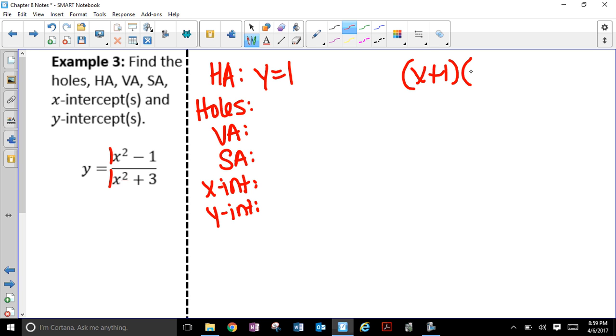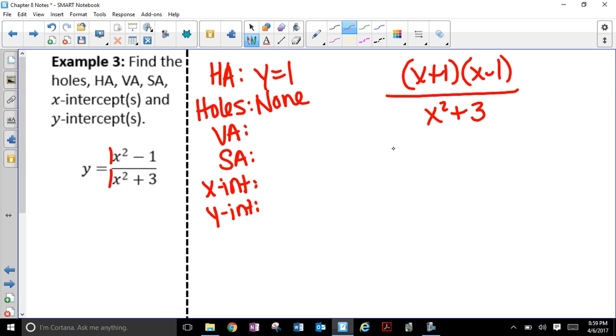Okay, now let's factor to see if we have any holes. So x squared minus 1 should have been (x plus 1)(x minus 1). But the x squared plus 3 cannot be factored that way because it's not minus and you can't square root 3. So you cannot factor that. Okay, and then nothing's going to cancel, so there's no holes.